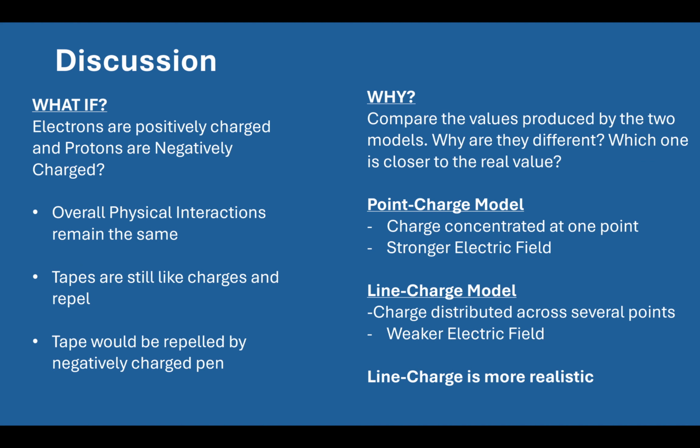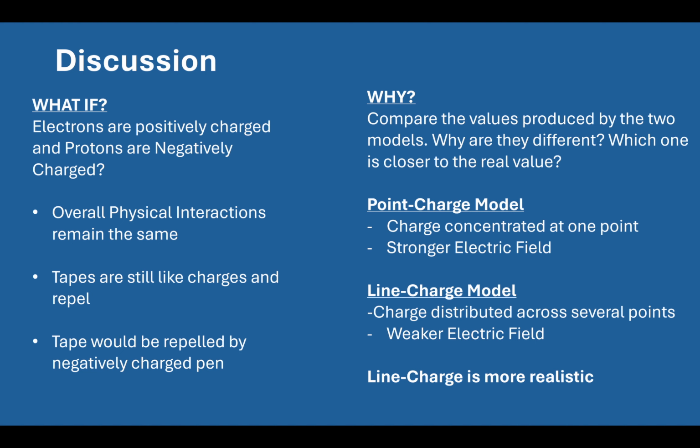What if questions? If the electrons became positive and protons became negative, the overall physical interaction of the tapes would remain the same, as it's ultimately a matter of the magnitude and relative size of the tapes that yielded the results. Thus, tapes are still like charges and thus repel. However, the tapes would also be repelled by the negatively charged pen since they would now be negatively charged.